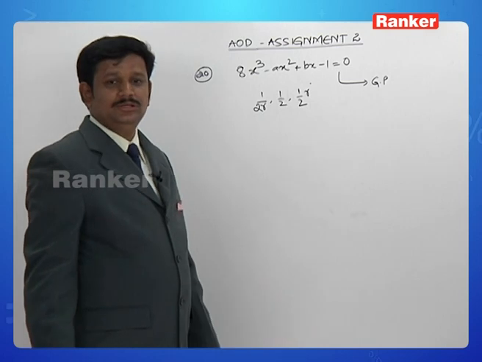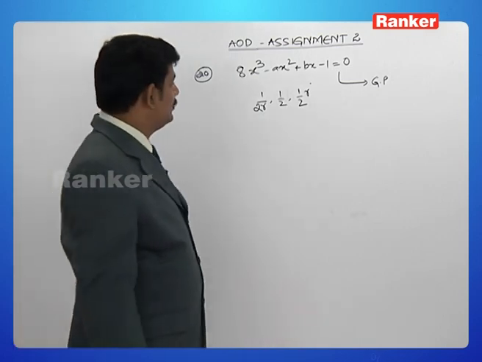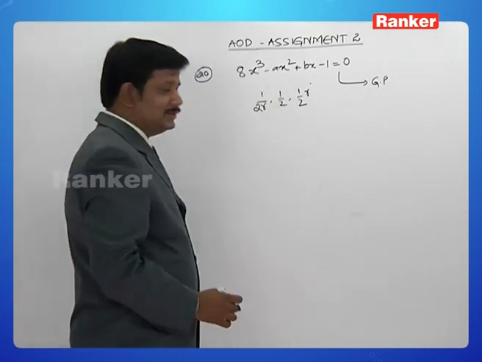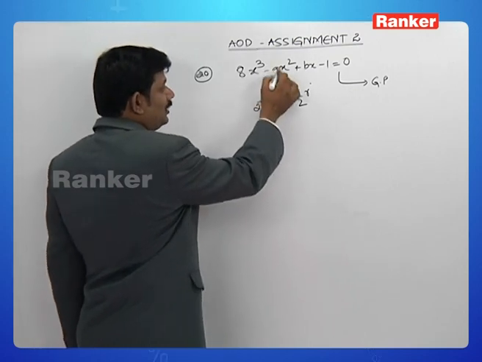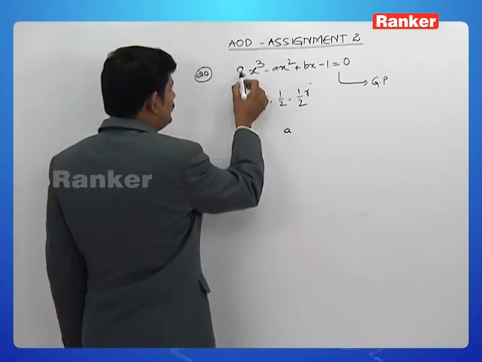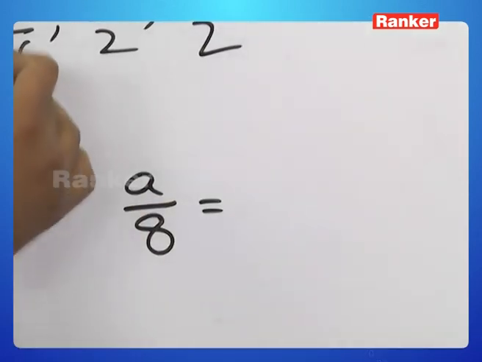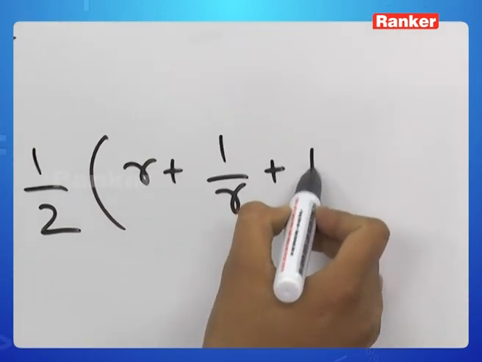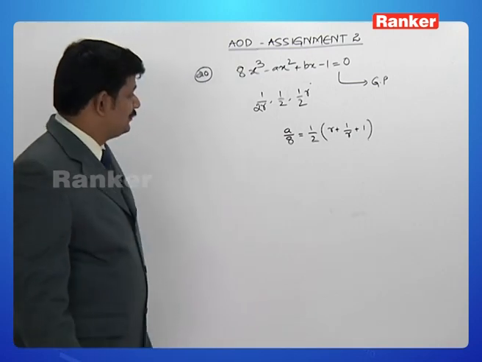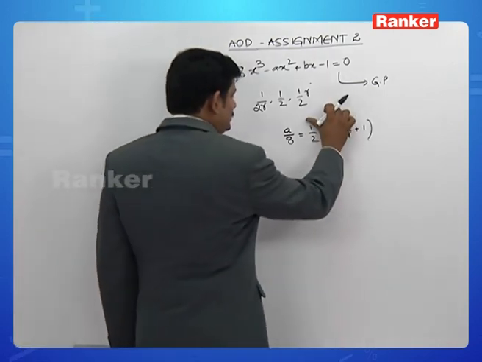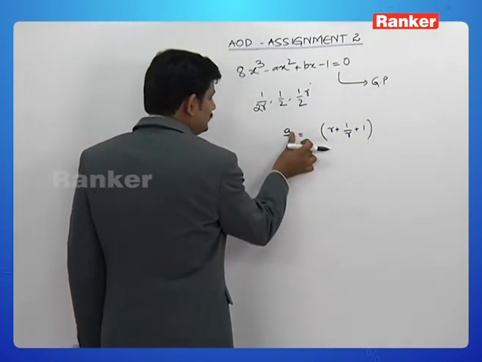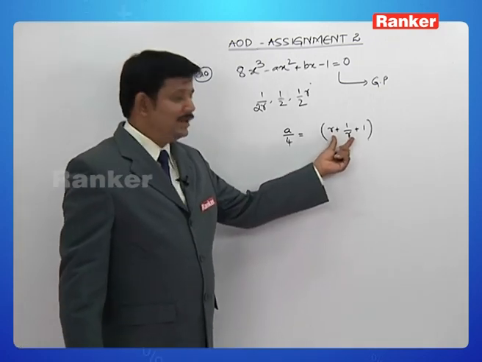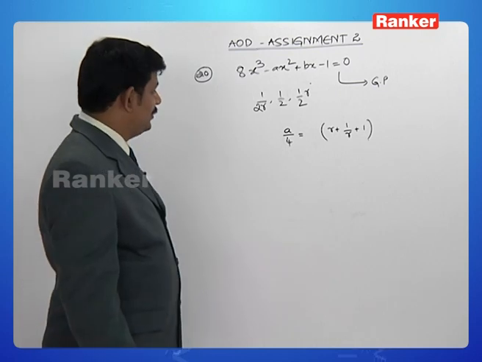Now we need to talk about the values of A. A is related to the sum of the roots. Sum of the roots is minus of coefficient of x square, that is A, divided by coefficient of x cube 8, which is equal to 1 by 2 into r plus 1 by r plus 1. Now let us cancel this half on both sides. A by 4 is equal to r plus 1 by r plus 1.